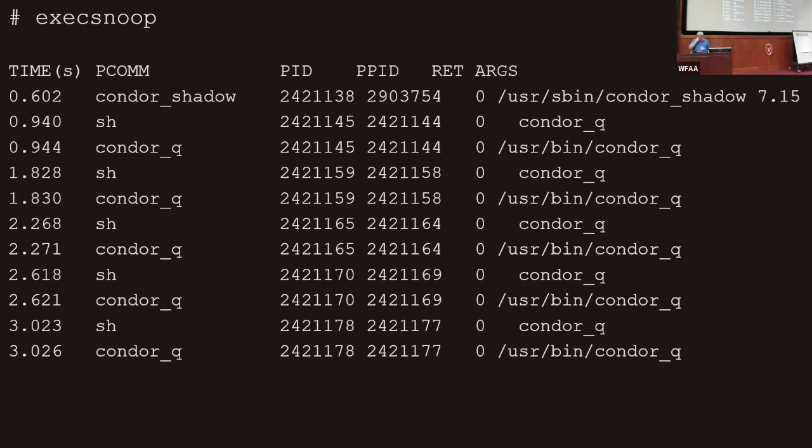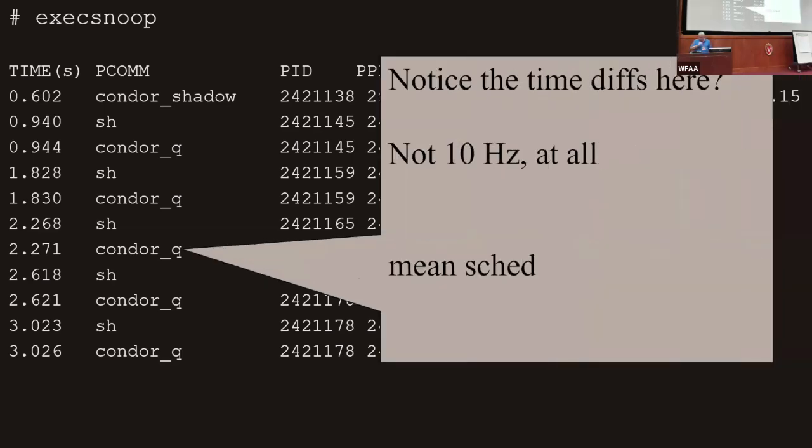Now, if you remember, the watch was running at 10 hertz, -d .1. But if you look at these timestamps, condor_q is not running 10 times a second. It's running as fast as it can, but the schedd cannot respond to condor_qs at 10 hertz. And that's why we were at 100% utilization.